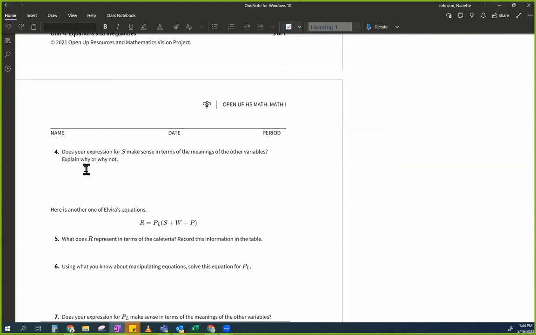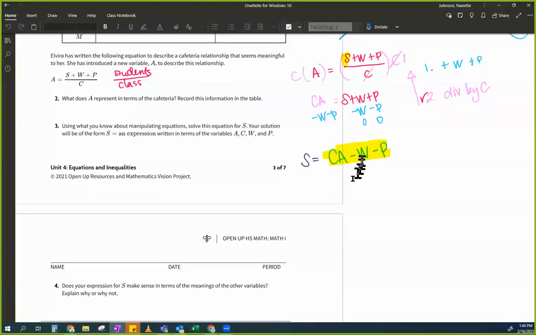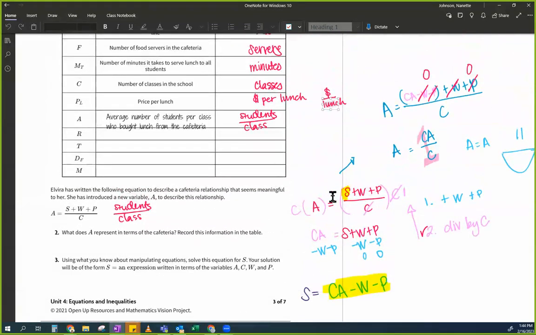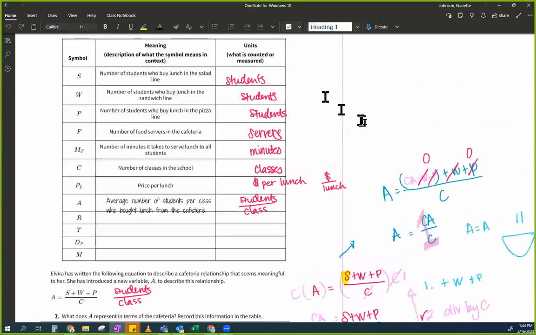All right. Does your expression for S make sense in terms of the meanings of the other variables? Why or why not? Okay, now let's look at this. I'm going to bring this up here so I can compare it to all of our letters. Does this make sense? Could S, which is the number of salad eaters, equal C times A?